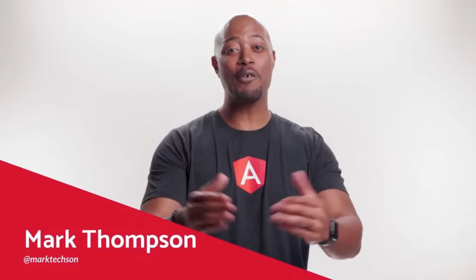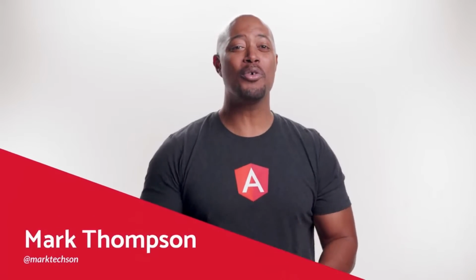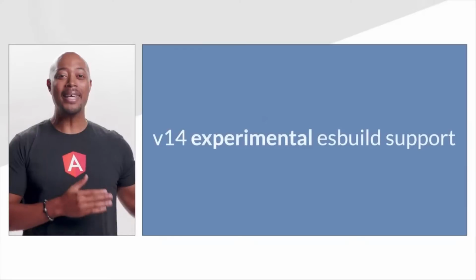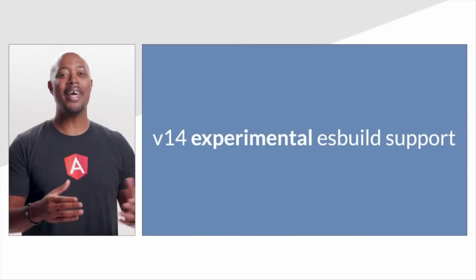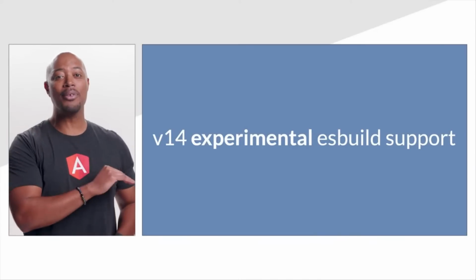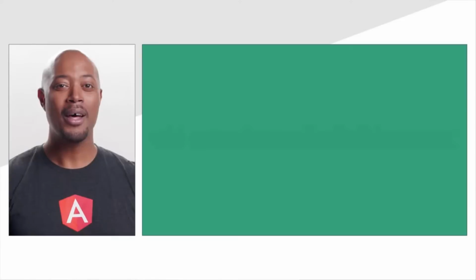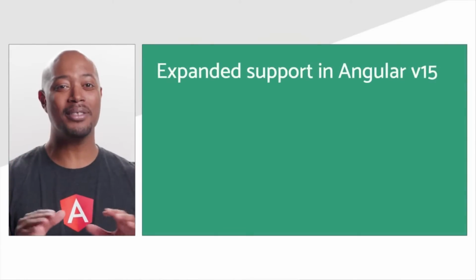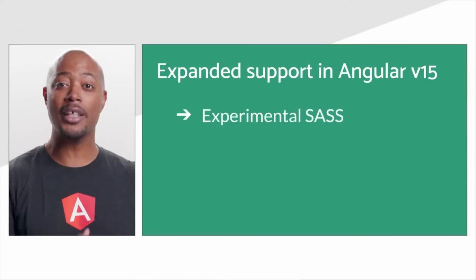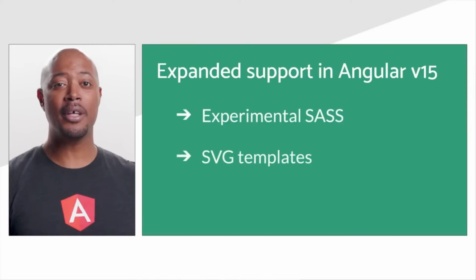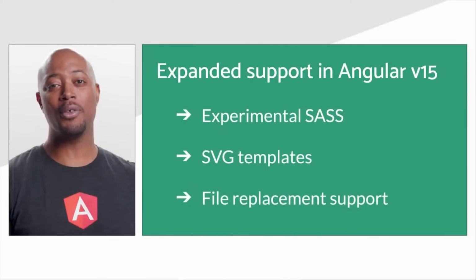Hey friends, it's Mark from the Angular team, and I'm here to tell you about even more updates from this latest release. First, let's check out a few updates from the tooling side. Back in Angular version 14, we announced experimental support for ES-Build and ng-Build. This experiment enabled faster build times and helps to simplify our build pipeline. Well, we have some exciting updates to share. Starting in Angular version 15, we're expanding support to include experimental Sass, SVG templates, and file replacement support.